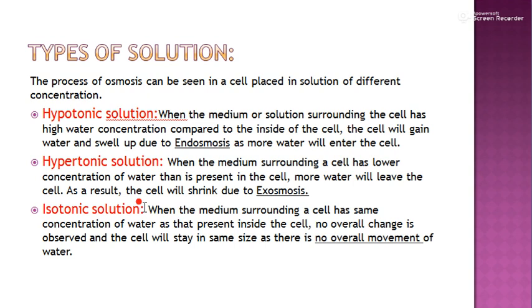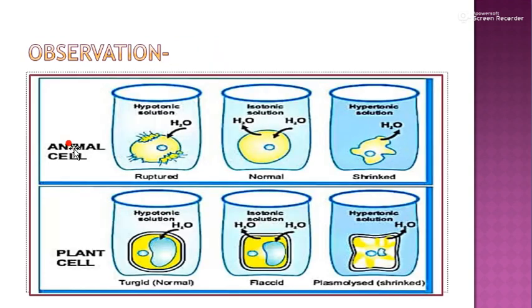And isotonic is a kind of solution in which the concentration of water is almost equal inside the cell and outside the solution. So there is no overall movement of water, and hence we can say we cannot observe any change. You can observe this slide. This is the experimental observation. Here is the plant cell.